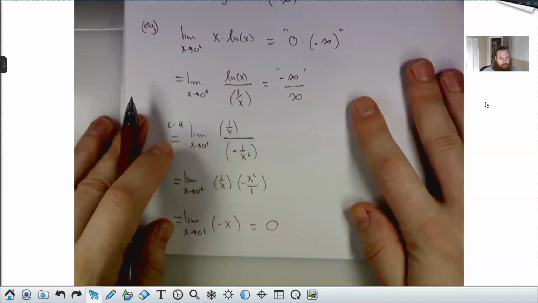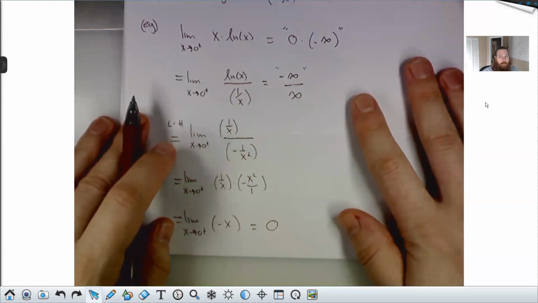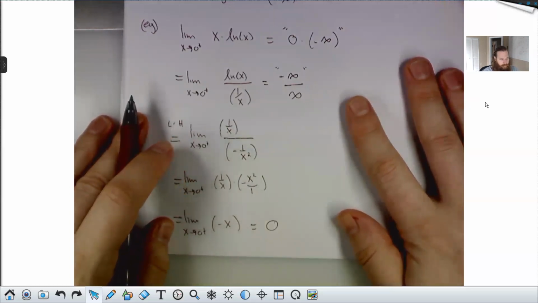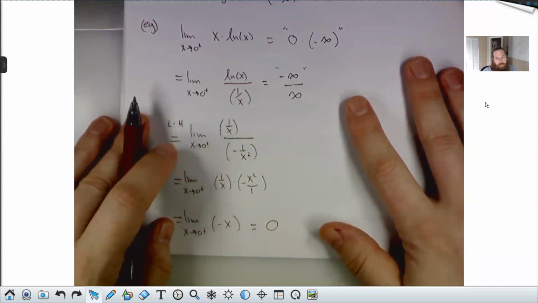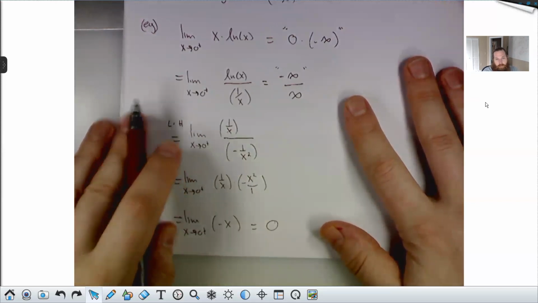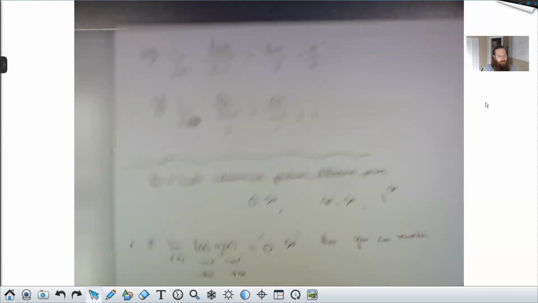Alrighty. So that's the game for indeterminate products. You shove one of the functions downstairs as its reciprocal. That will allow you to rewrite an indeterminate product as an indeterminate ratio. So taking a 0 times infinity to 0 over 0, or infinity over infinity. Let's do one more like this.